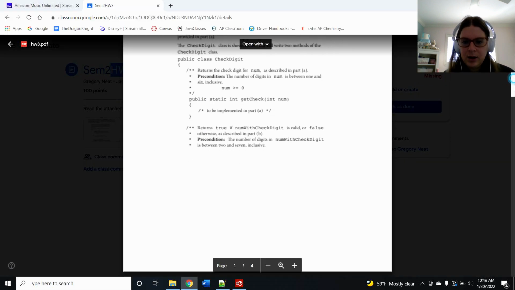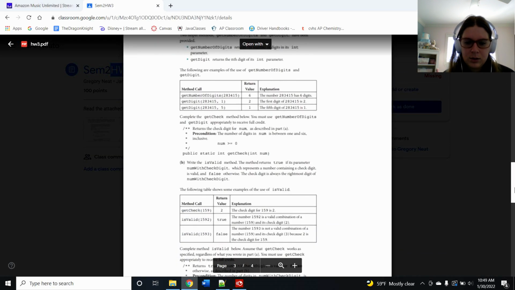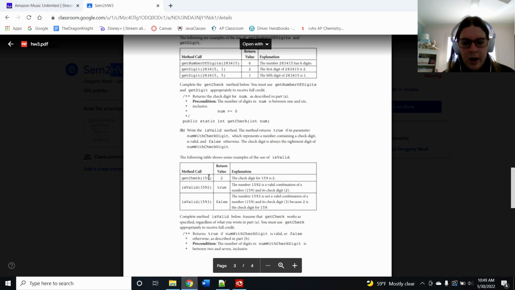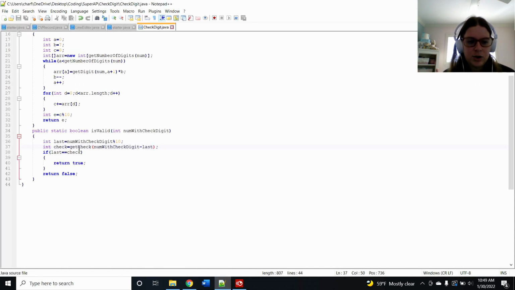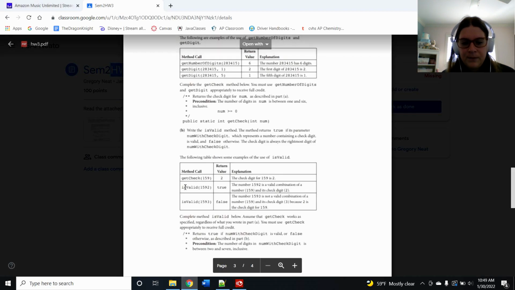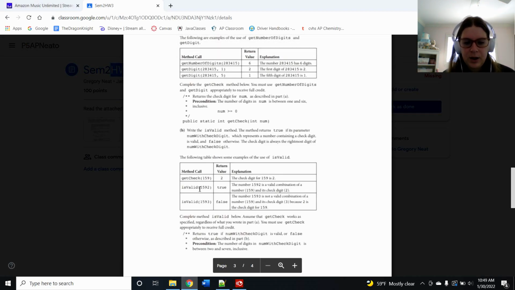because we don't want to get the check digit of, like, so if the example they give you was 159, right? Go down here, hold on. Yeah, so 159. So the check digit of 159, we don't want to find for our parameters 1592, which we want to return true because that's a valid combination of 159 and its check digit 2. So we don't want to find the check digit of 1592. However, you might be thinking, well, if we subtract 2 from 1592, we just have 1590.